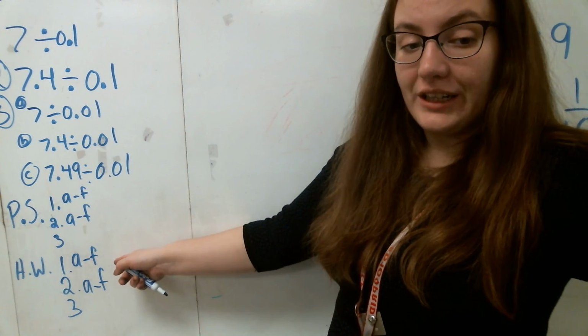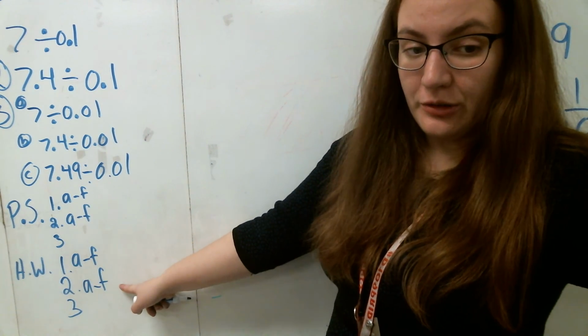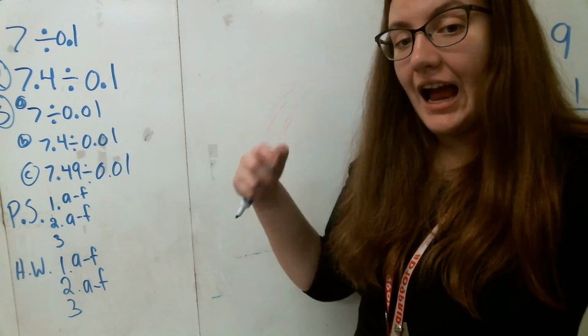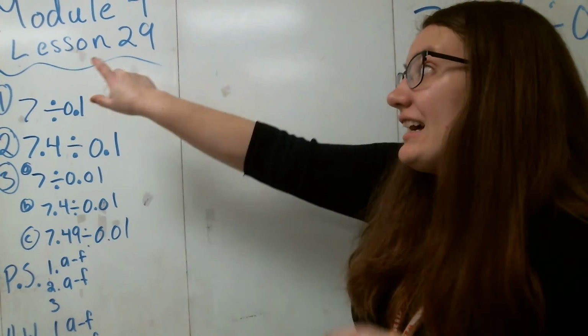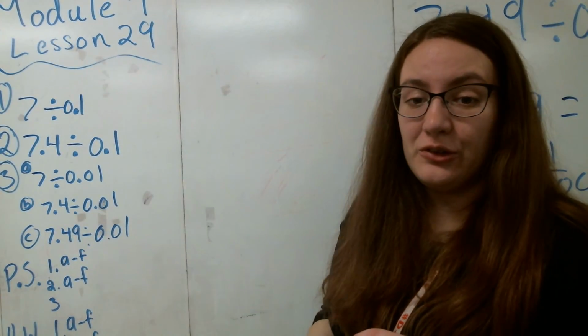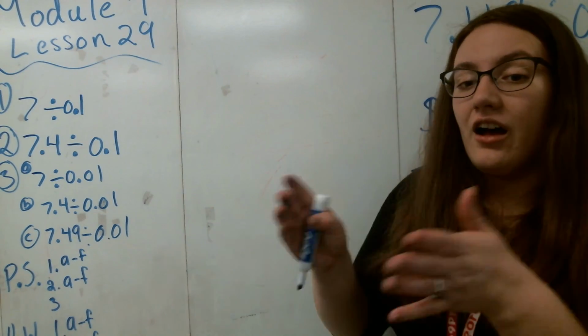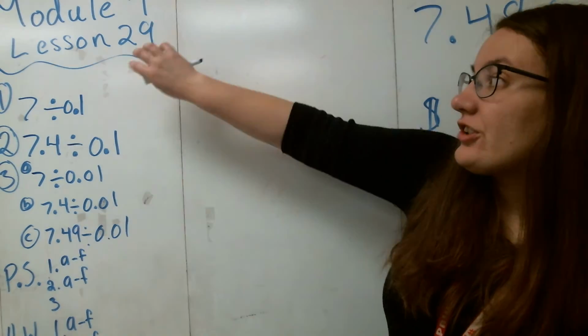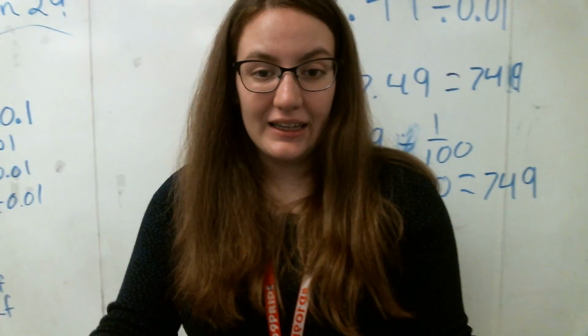Then for your homework today, you're going to be doing number 1, A through F, number 2, A through F, and number 3. So the exact same problems as your problem set. Please make sure, though, that you are doing lesson 29. If you don't do lesson 29, you're not going to be doing the correct problems. We did switch again, so please make sure you're keeping track of that in your books. Or if you have any questions, please ask me, and good luck.